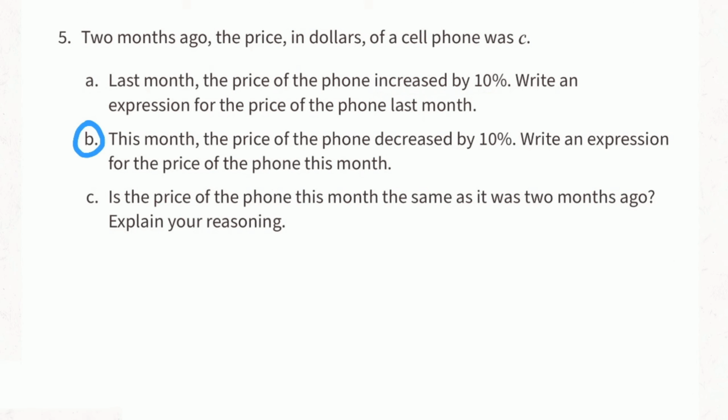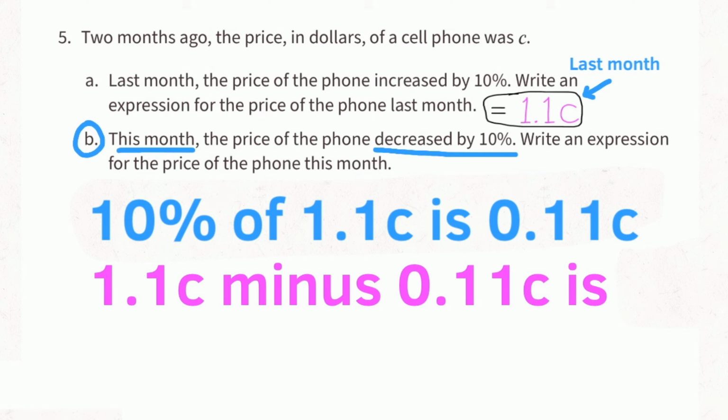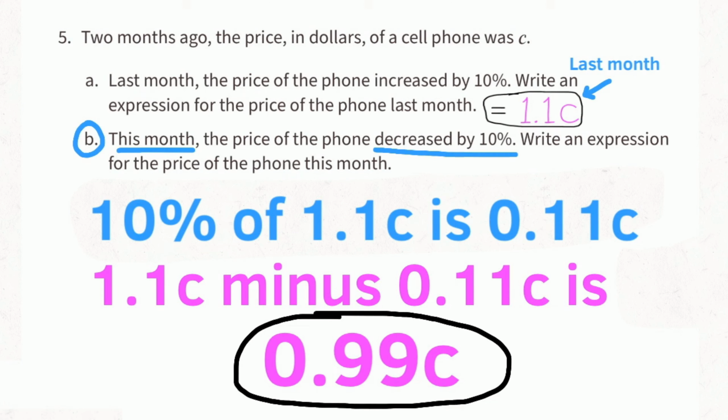B. This month, the price of the phone decreased by 10%. Write an expression for the price of the phone this month. Remember, this month, the price of the phone decreased by 10%. We need to start with the price of the phone from last month. That's 1.1 C. And then we need to subtract 10% of 1.1 C. Since 10% of 1.1 C is 0.11 C, then we can write the expression 1.1 C minus 0.11 C, and that is 0.99 C. So the expression that represents the price of the phone this month is 0.99 C.